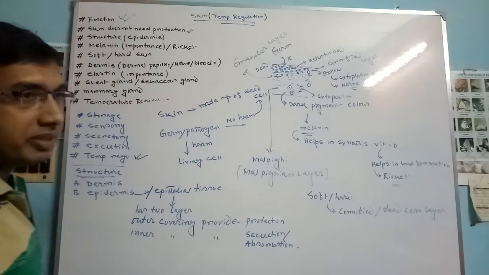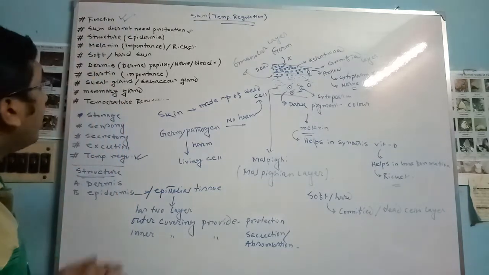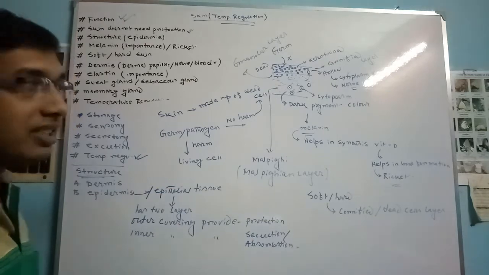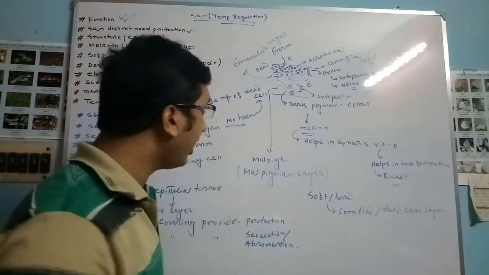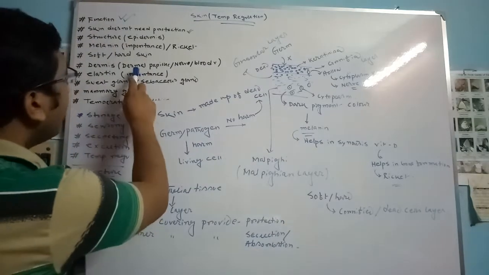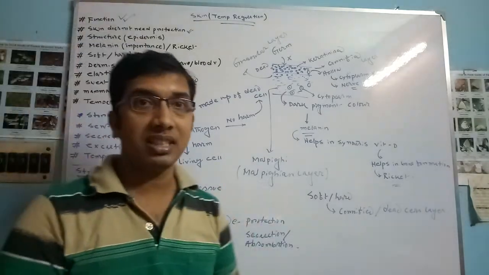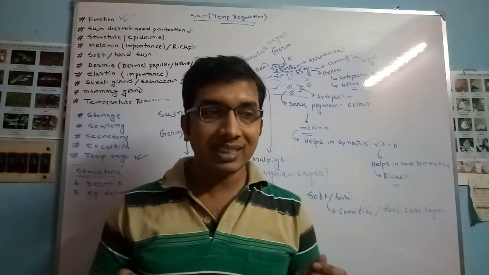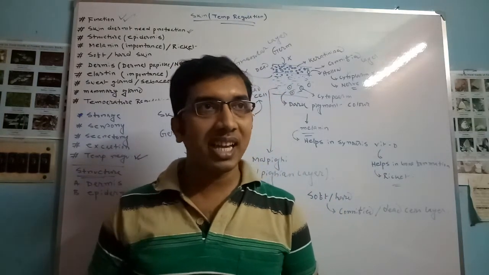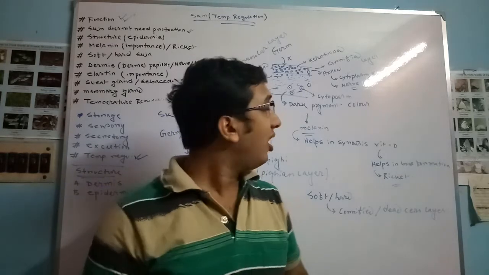Another layer is the dermis. The dermis layer is a living cells layer. It contains basically dermal papillae and nerve cells, and due to the presence of nerve cells, we sense things.